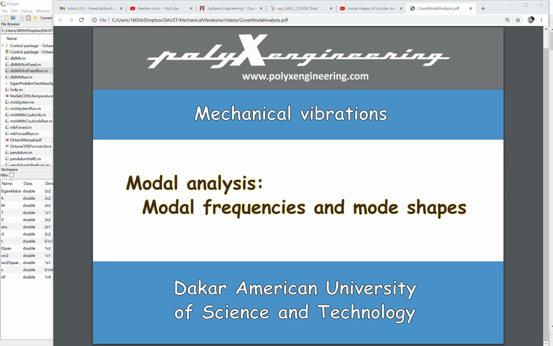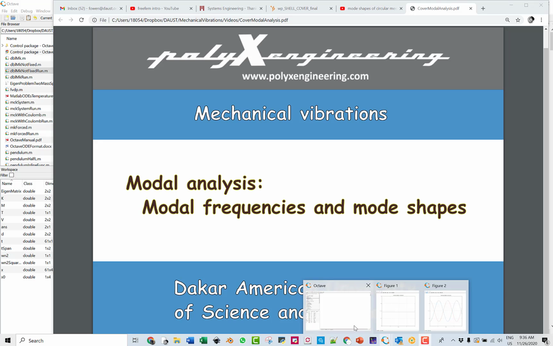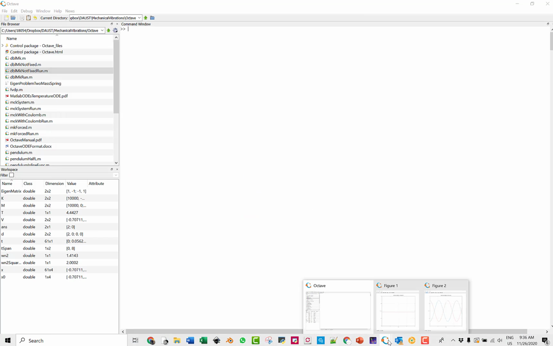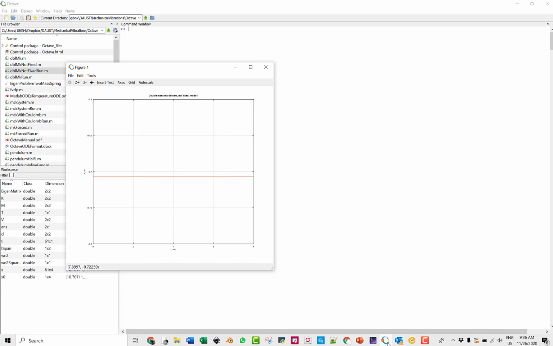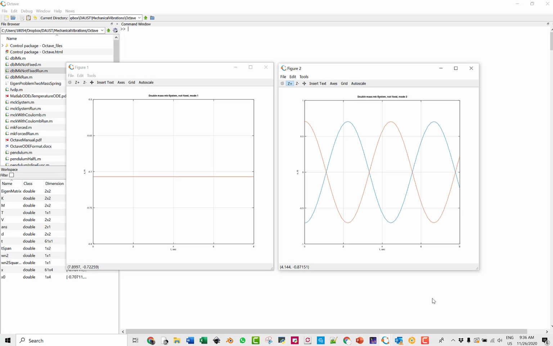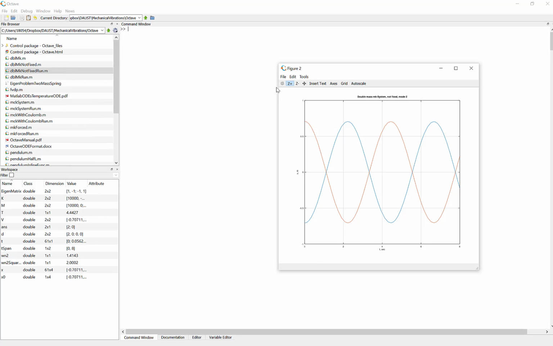I'll pick up exactly where I left off. So we were looking, let me go back to Octave, I'll put it in the background there. And then this figure 1, I'll probably just get rid of it because it doesn't tell us a whole lot. Well, it tells us that we're not going to have any vibration, but we don't need it. What we're interested in is this figure 2.